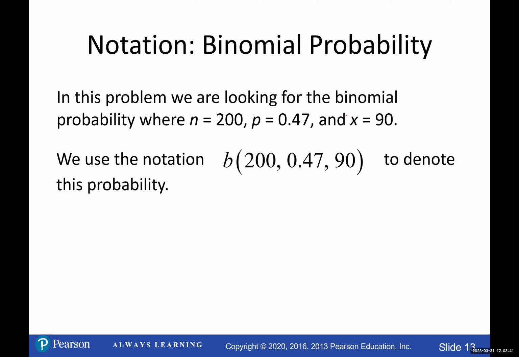We're going to use the capital B notation, which stands for binomial distribution, with parentheses: binomial n comma p comma x, to denote this probability distribution.